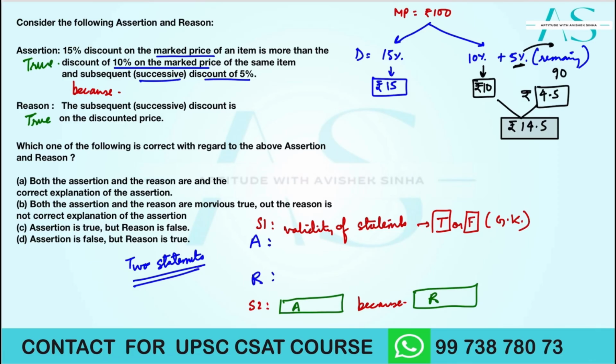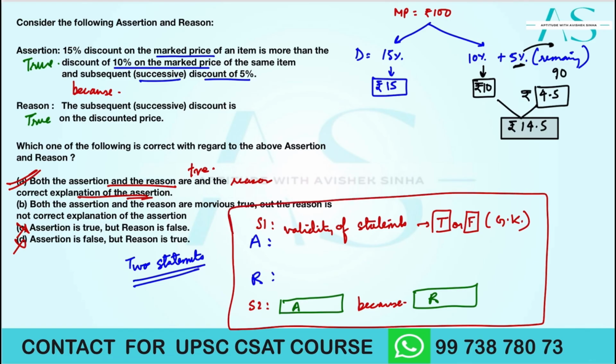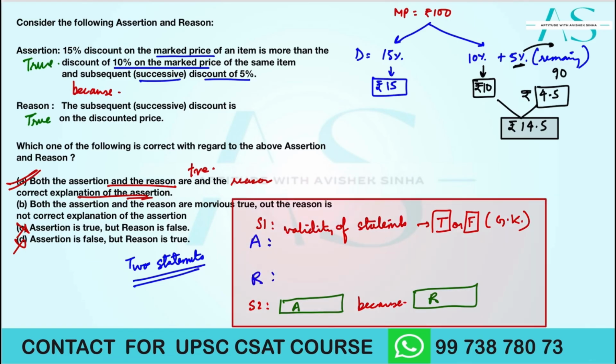Assertion is true, but the reason is false. No, no. Both of them are true, and the reason is the correct explanation of the assertion. Option A is our correct fit here. I hope this helps. With this, I hope you have a clear-cut idea on how to attempt any problem on assertion and reason. You should have that general awareness or that knowledge to solve for the validity of the statements, whether they are true or false first. All right, I hope this helps.